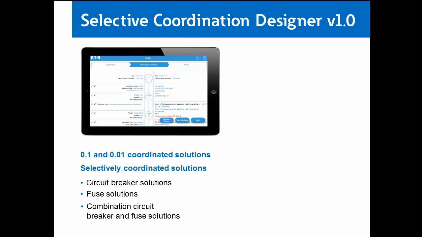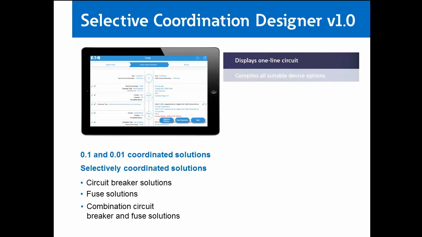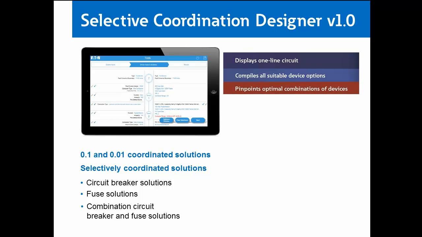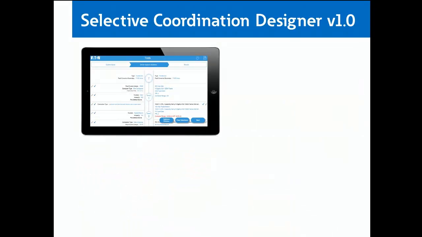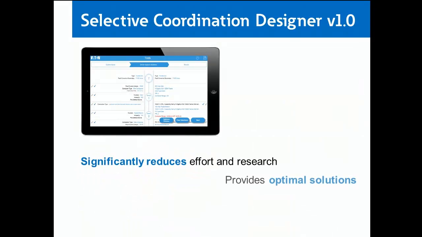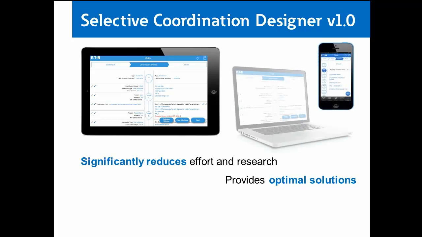SCD 1.0 displays a one-line circuit diagram, compiles a list of all viable solutions for each overcurrent device, pinpoints the solution likely to yield the most cost-effective devices and assemblies, estimates conductor sizes if unknown, calculates fault current if unknown, and exports results to a PDF. SCD 1.0 significantly reduces the amount of effort and research needed to locate selectively coordinated solutions and enables users to choose a solution that best meets their needs. With a responsive design, SCD 1.0 can be used on both desktop and mobile devices.